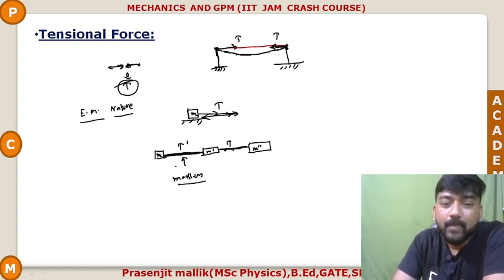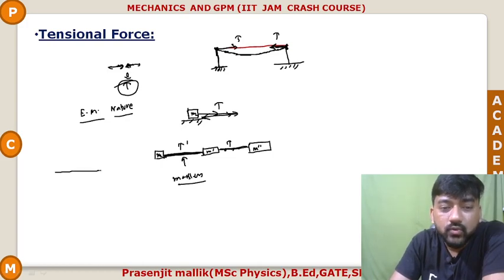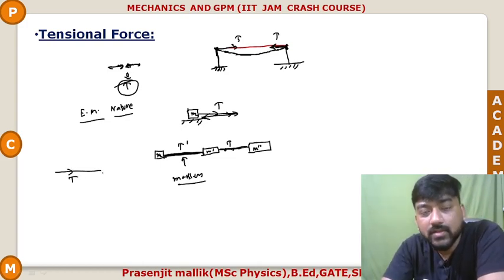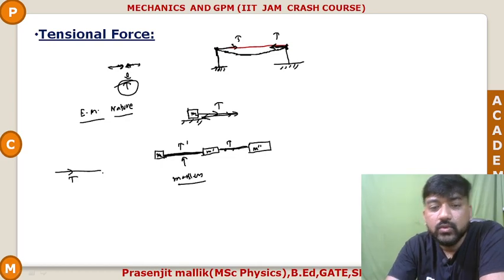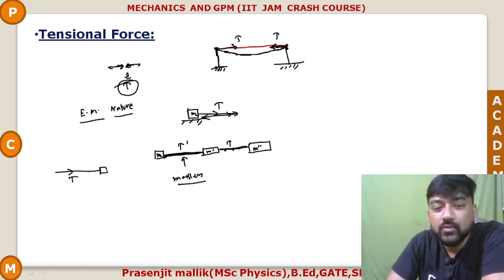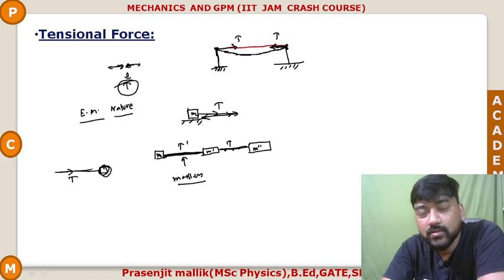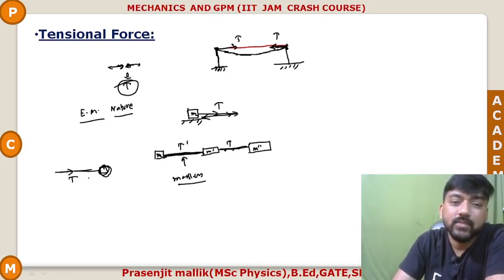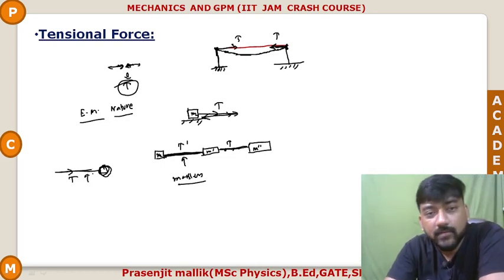So whenever we say the tensional force throughout the string is the same, that means this string is taken as approximately massless, because its mass is very low compared to the object that is connected with this rope. Compared to the mass of this object, the mass of the string is negligible. So that's why we sometimes say that this is a massless string.